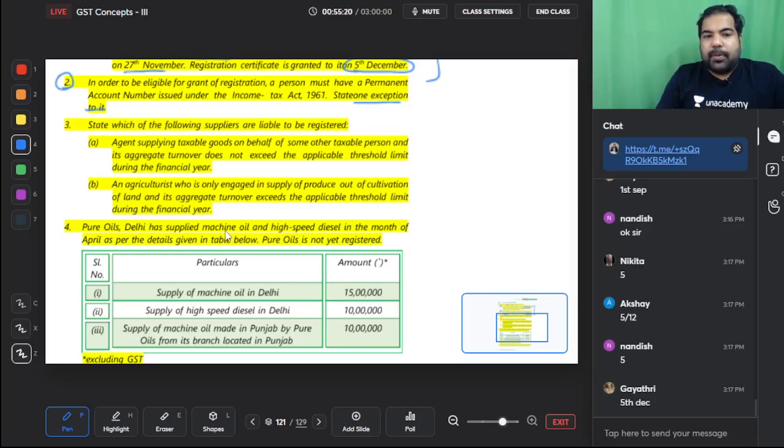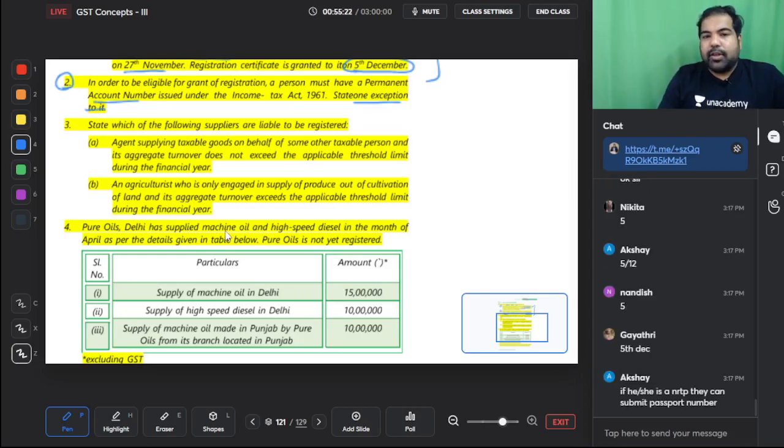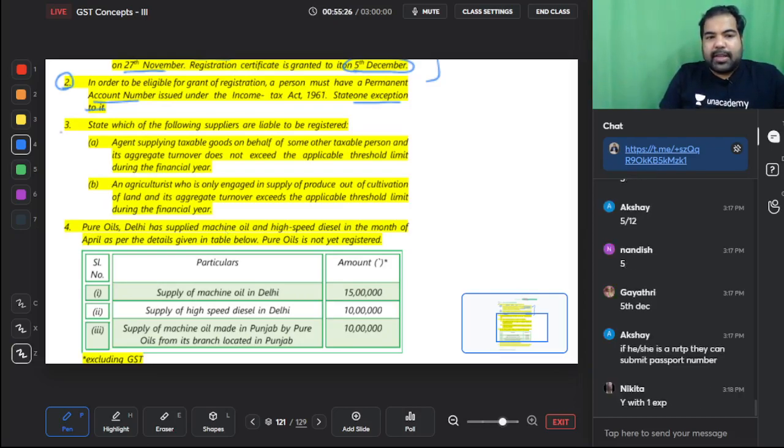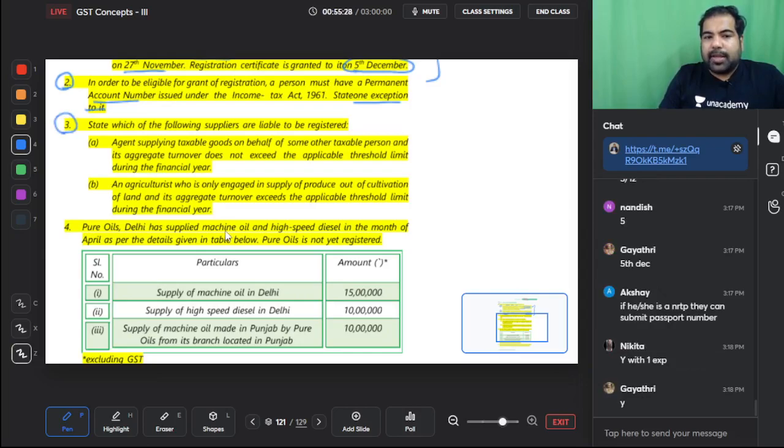Guys, do you need a PAN number compulsory? Yes, you need. The only exception is NRTP. Perfect. Excellent, Akshay. Guys, the third one, state which of the following suppliers are liable to be registered. Guys, first check for section 24 compulsory registration, only then check for 22. Over to you all, the first one.